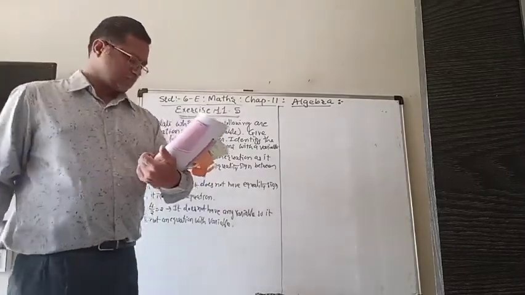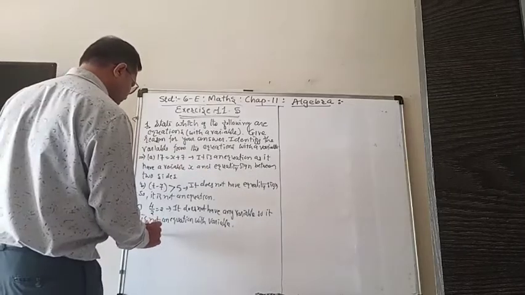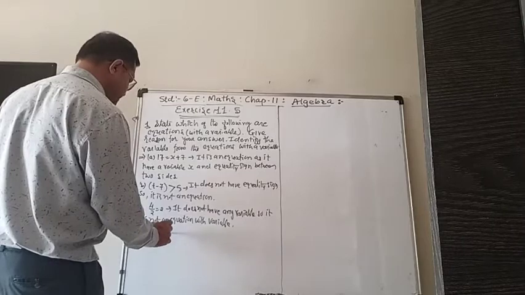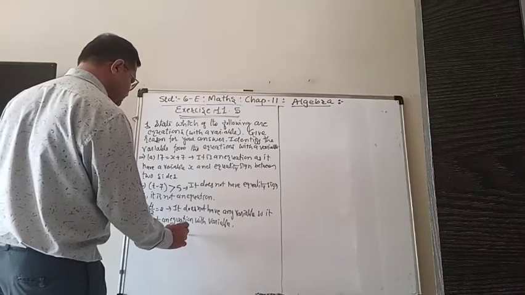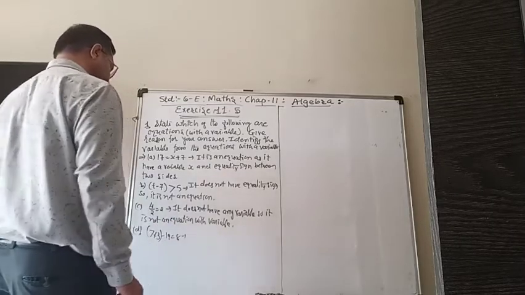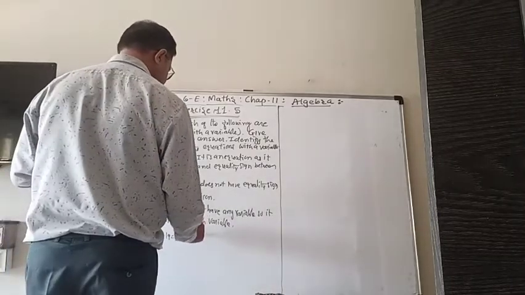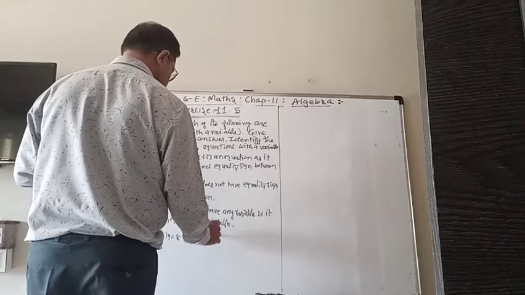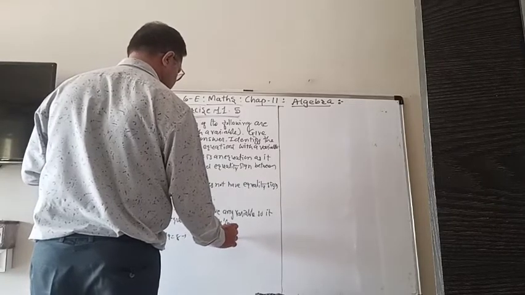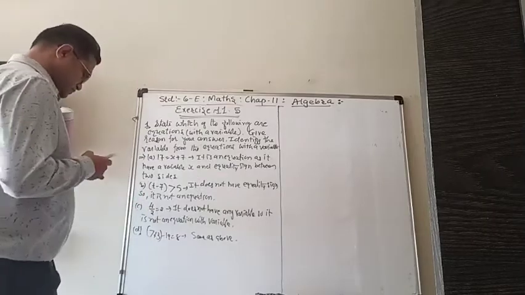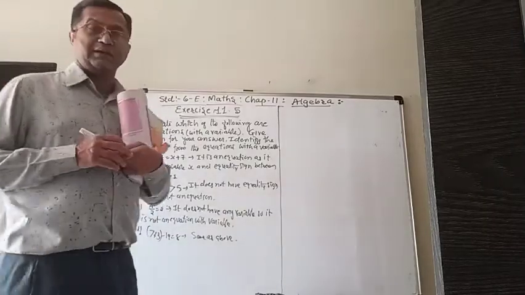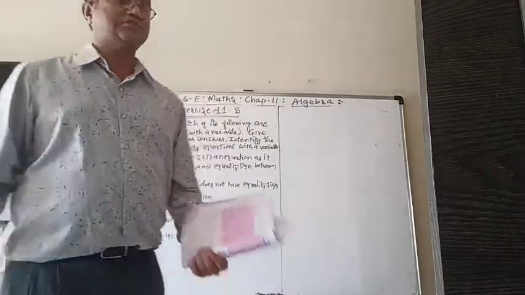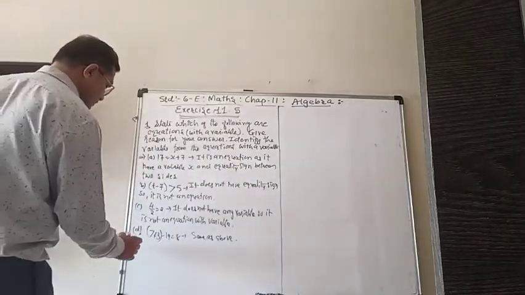D. 7 multiplied by 3 minus 19 equals 8. It is also the same as above. Here also you can see that there is an equality sign but it does not have any variable. So it is not an equation with a variable.